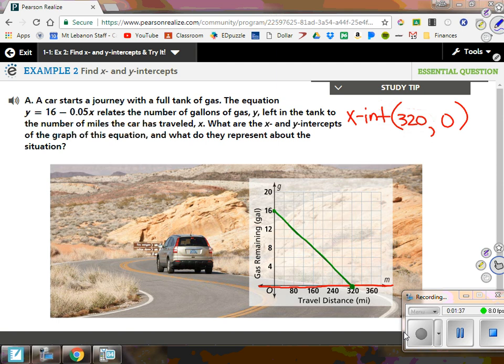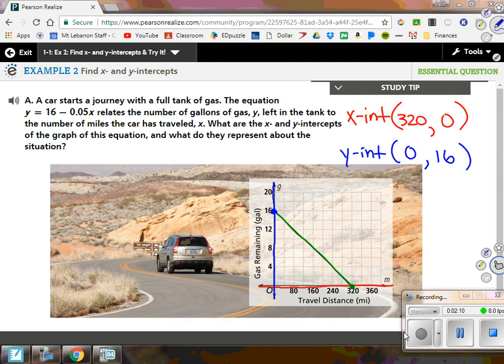The y-intercept for any graph will always be of the form 0, comma, some y value. So for this one, we want to think about when we're at 0 on the x-axis, where does the green line hit the blue y-axis? So when x is 0, what's y? And it looks like 0, comma, 16. So the x-intercept is in red, 320, comma, 0, and the y-intercept is in blue, 0, comma, 16.